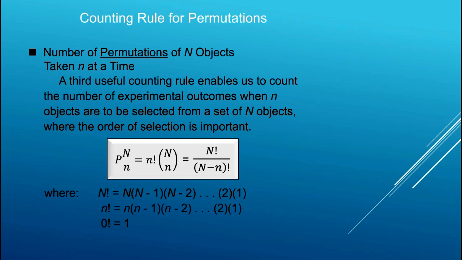The number of permutations of N objects taken n at a time basically means that we're going to take a set of N objects, where N is a number that's larger than lowercase n, and we're going to take n of them at a time, and we're going to count up the number of ways that we can get n at a time where the order matters.